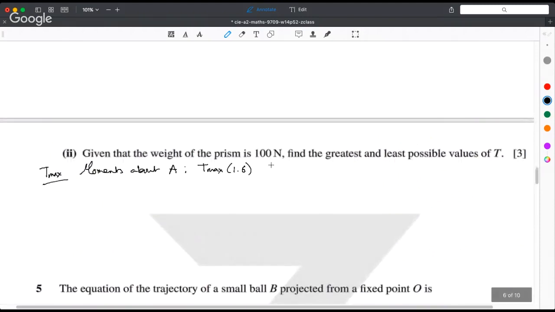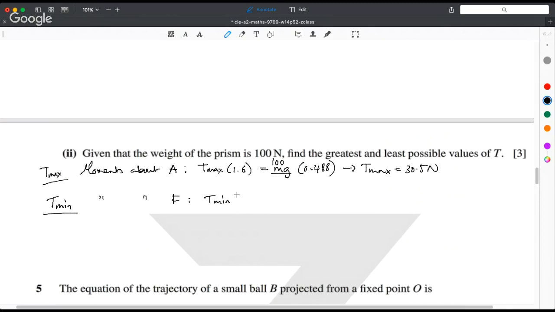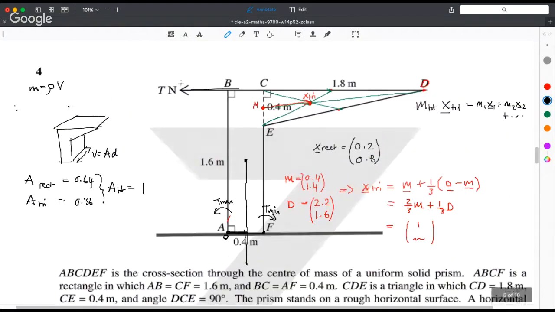And that's what we worked out, right? So that's equal to mg times 0.488. And mg, we're told, is 100. And you can solve this, which gives that T max is 30.5 newtons. Okay, so T min, it's the same business, except we're going about F now. So T min, and again, the distance between F and the line of action of T, which is again this horizontal line, is still 1.6.